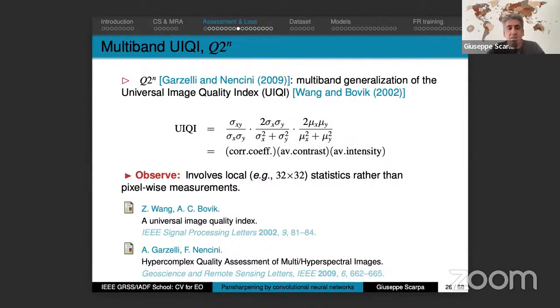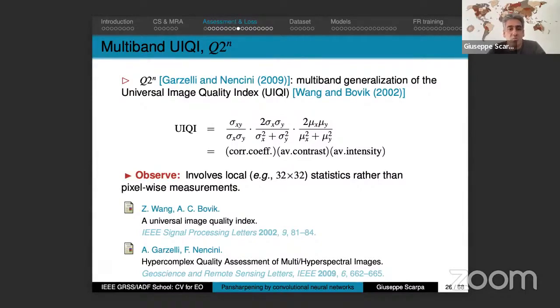Another reference-based index is a generalization to the multiband case of a well-known universal image quality index, the UIQI, originally defined by Wang and Bovik, and that was defined for a single band and is reported here. It involves basically image statistics of the predicted image and of the reference image and can be factored for an easier interpretation in three components. One accounting for the correlation between the two images, one for the difference in the average contrast, and the third one for the difference in the average intensity.